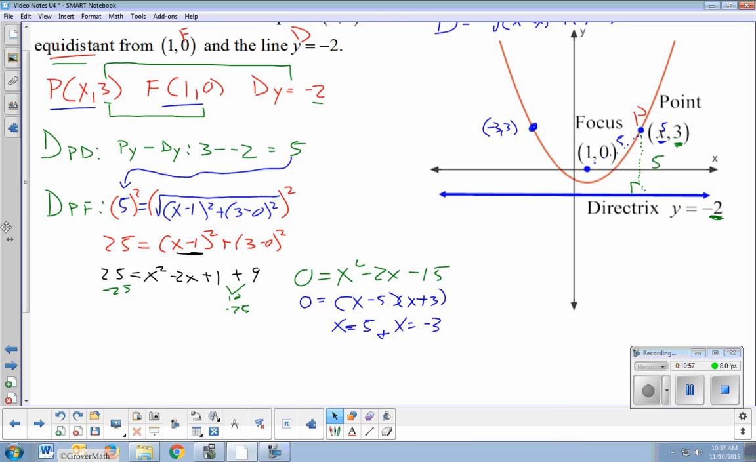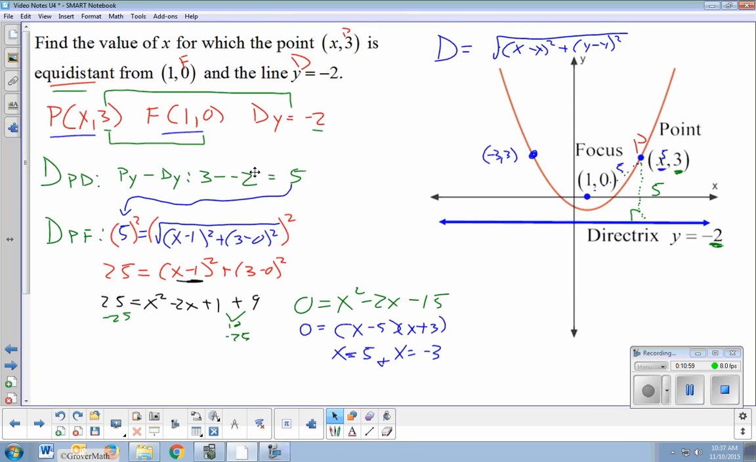So that's what we have to do, is use the distance between the point and the directrix, py minus dy, and use that distance equal to the distance formula between the point and the focus. Some algebra, square both sides, binomial squared, set equal to 0, some basic factoring. It's a little bit of work here, but it can be a challenging problem. But if you follow this procedure, it's really not too bad.